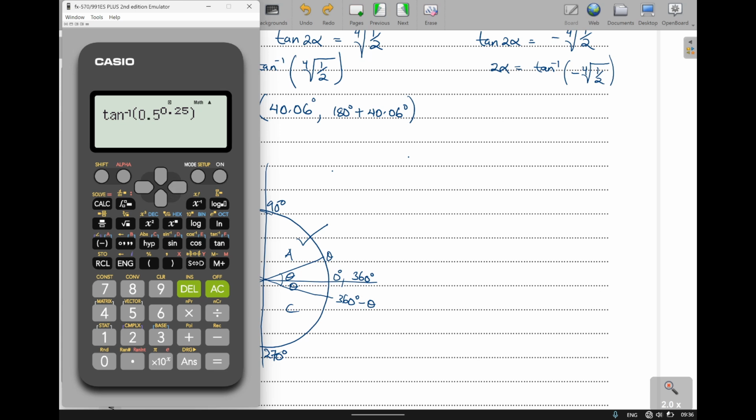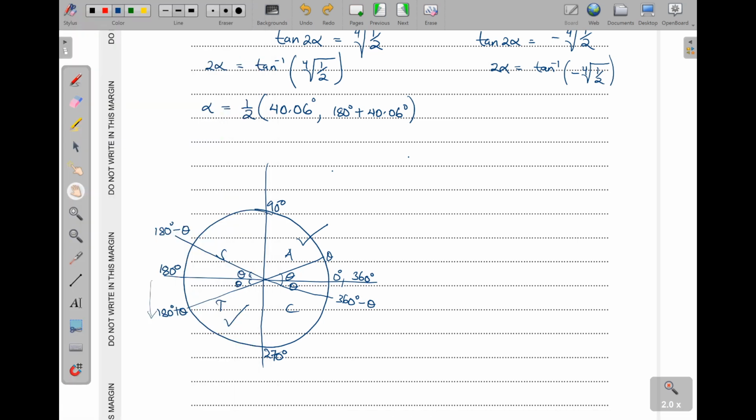Okay? So if I just put the negative of this one, the calculator will just give me the negative of that. So what I can do is to ignore the negative. I still remain with my 40.06. Then I go to the quadrants where tan is negative. So tan is negative here and here. So in the second quadrant and fourth quadrant.